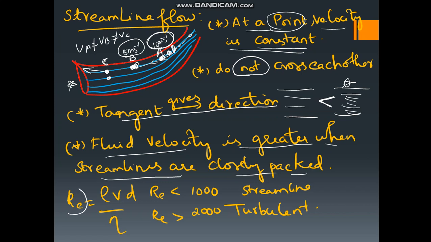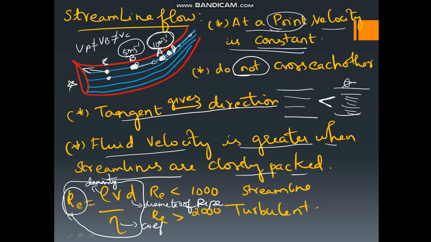Next, the Reynolds number Re is helpful in finding whether the flow is streamlined or turbulent. The Reynolds number is given by rho v d divided by eta. Here d is the diameter of the pipe, rho is the density of the fluid, v is the velocity, and eta is the coefficient of viscosity. Let us see about the coefficient of viscosity in the next videos. In the viscosity video, we will see the concept of coefficient of viscosity.